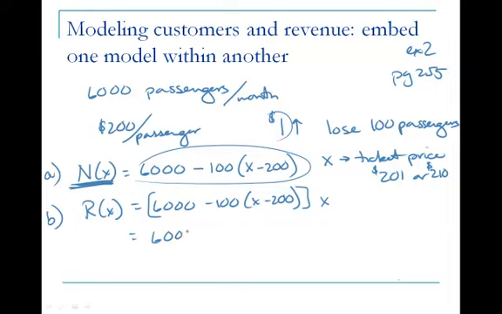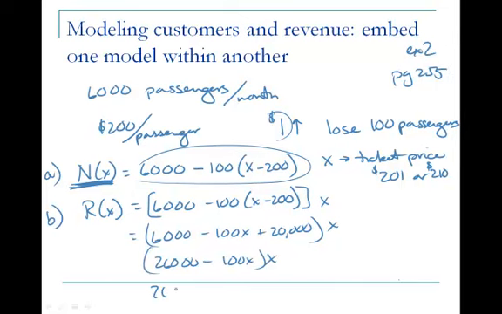Now if I expand this a bit, I will get 26,000 minus 100x times x, or 26,000x minus 100x squared. And that's my equation for revenue.